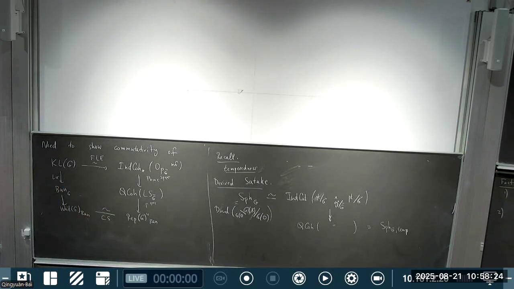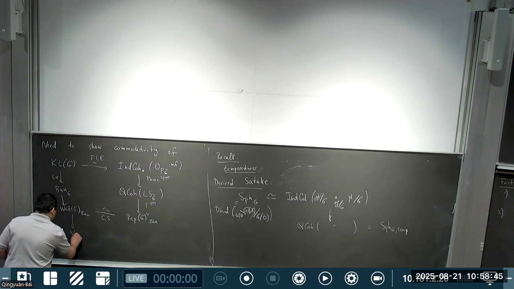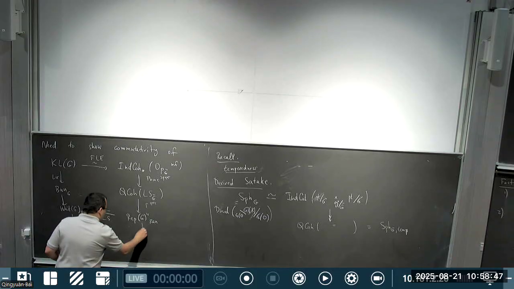We need to show commutativity of this diagram. And again, I guess we can do this to simplify matters. Let's observe that everything is again equivariant with respect to the action of the spherical Hecke category. So it's enough to just go down to that.